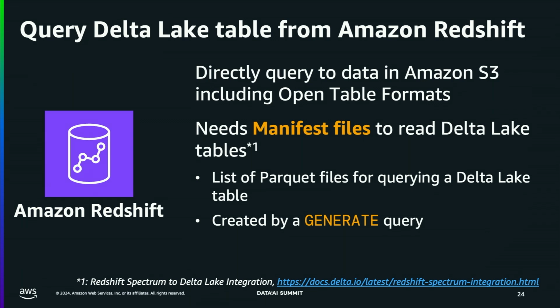Currently, when you query Delta Lake tables from Amazon Redshift, you can read a table from Delta Lake manifest files. The manifest file is a list of data files. To read a Delta Lake table from Redshift, you need to generate a manifest file by a generate query. And to reflect the latest status of the Delta Lake table, you need to create a manifest file every time the table is updated.